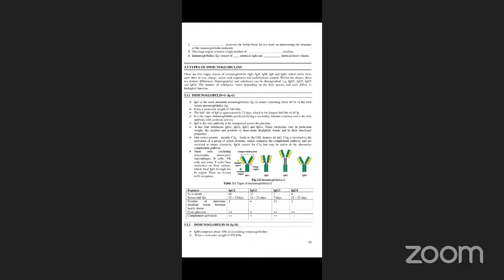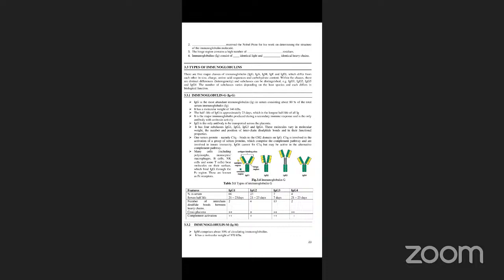Here is the table below which explains the difference between these four groups. Which is the abundant one? IgG1 is the most predominant, making up 66% of the serum. G1, G2, and G4 have almost the same half-life, except G3, which has a shorter half-life. The number of interchain disulfide bonds is higher in IgG3 compared to the other three. All of them can cross the placenta, but complement activation is lacking in G4. So just remember these differences.